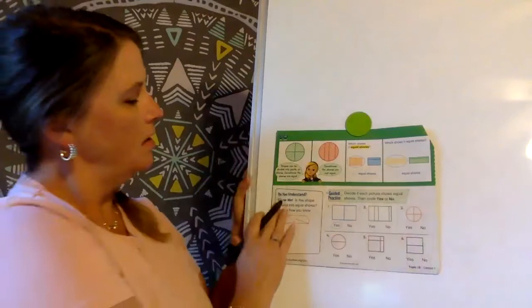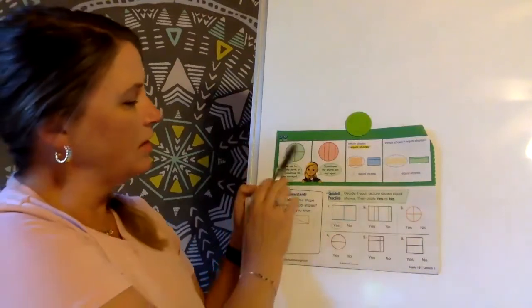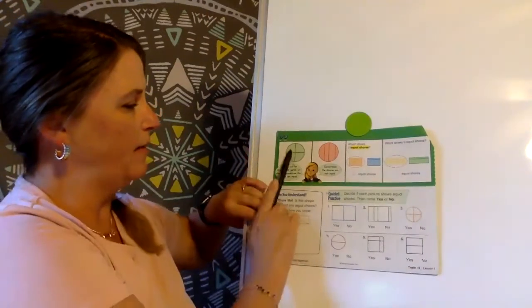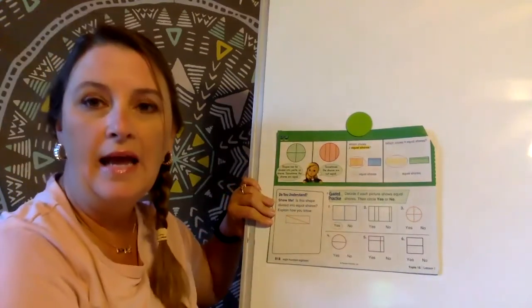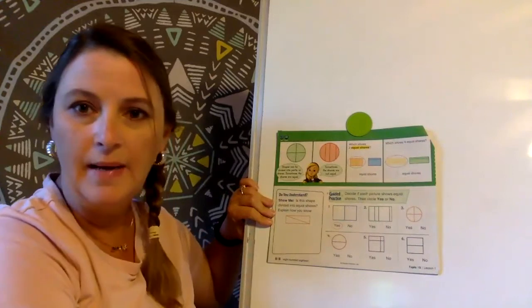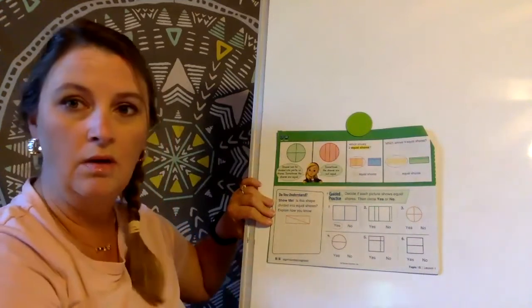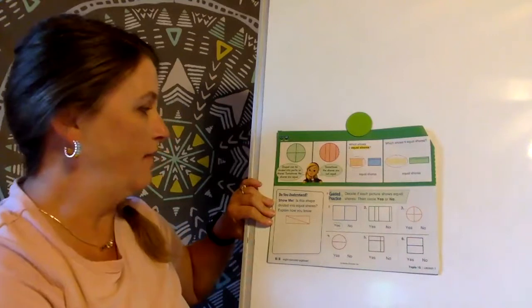Okay. All right, so up at the top, you can see we've got another circle here, and this time we have a green one, and it's divided into more than two equal shares, okay? You can have as many shares as possible as long as you can make them equal. Then it would fit the rule of having an equal share.